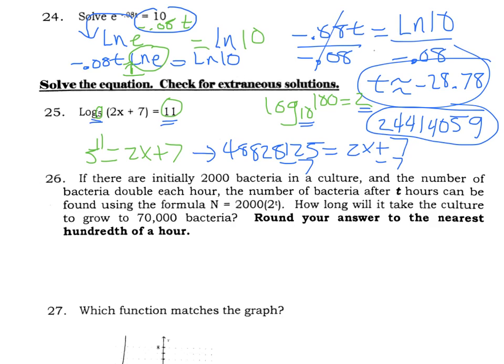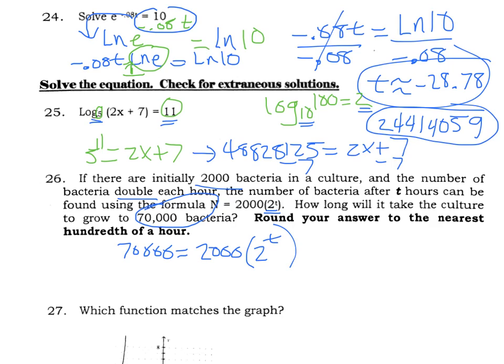Okay, 26 gets into the same idea as 24. We have a model where we start with 2,000 bacteria, and the bacteria double each hour, and you'll notice in our model, we have a growth rate of 2 there. So how long will it take the culture to grow to 70,000? So they're giving us the number of bacteria, 70,000. And we know that it grows. We started with 2,000 and we double every hour. So we need to figure out how many hours it takes to get there.